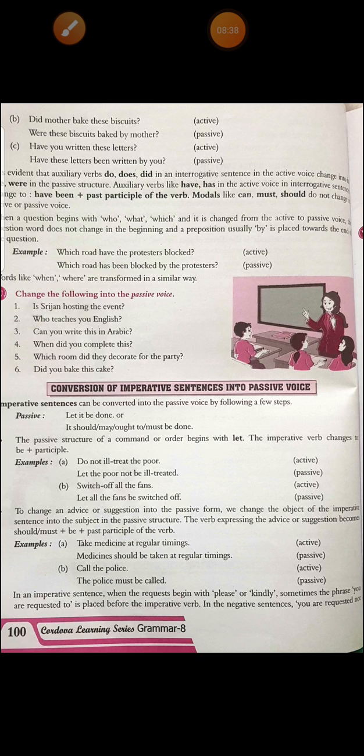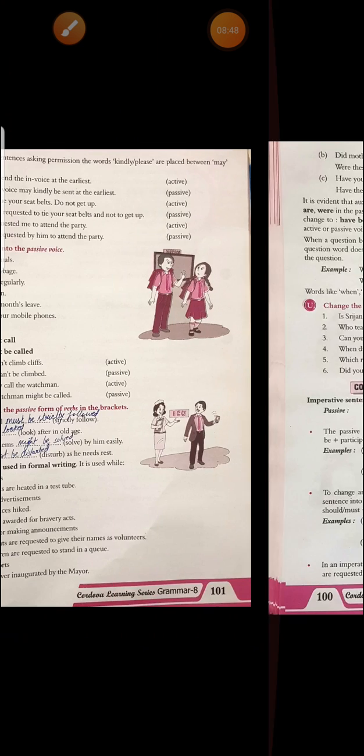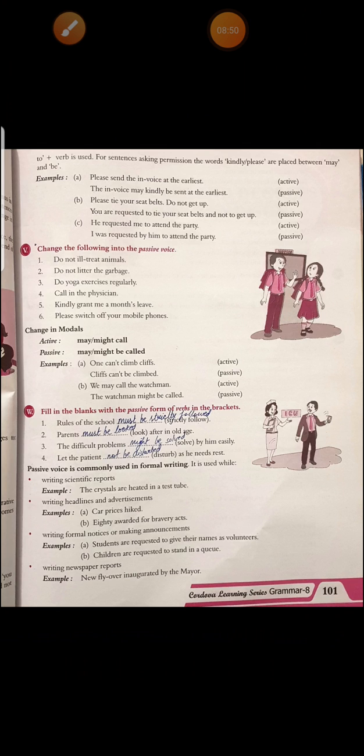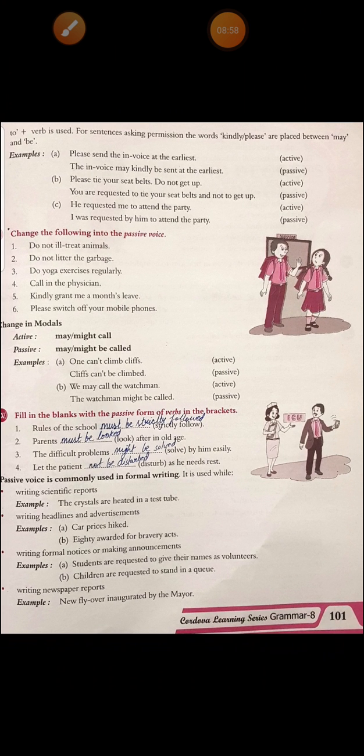Okay. And the third is, now when the request begins with please or kindly, sometimes the phrase you are requested is placed before the imperative verb. In the negative sentence, you are not requested to plus verb is used. Okay. And for sentences asking permission, the words kindly and please are placed between may and be. Now see the examples. It will be clear to you all.